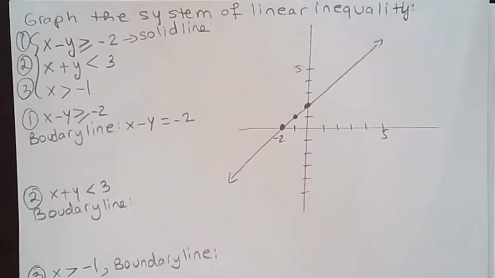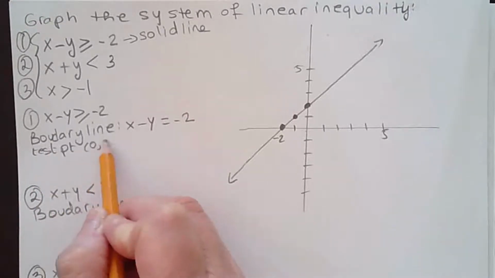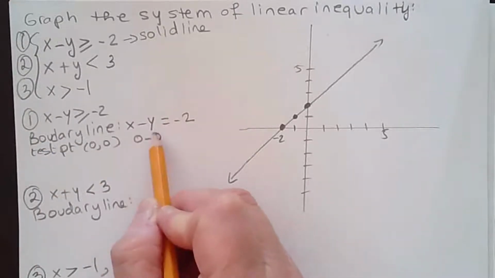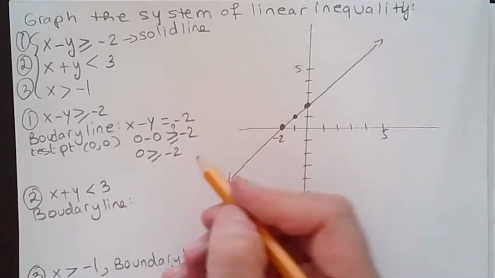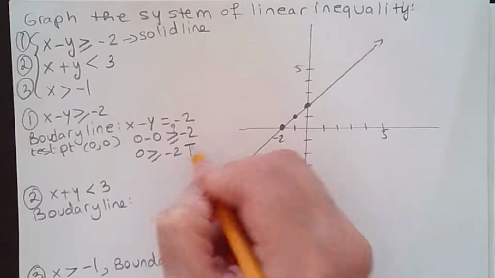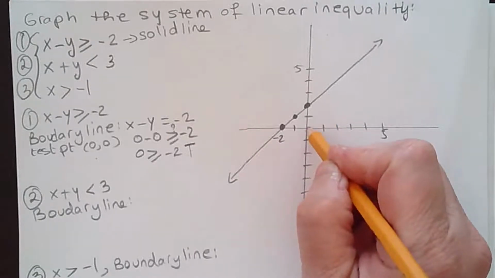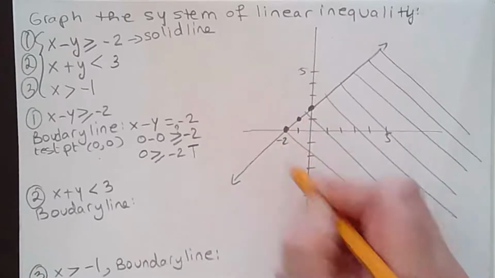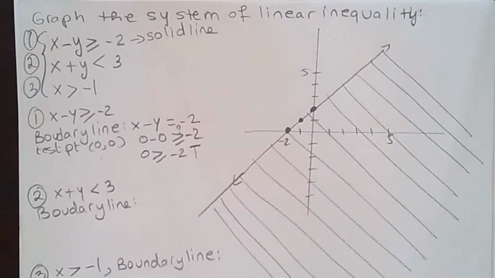And then we have to use a test point to figure out where to shade, above or below the line. Using a test point that's not on the line, 0, 0 would be a good choice. So x is 0, y is 0. Plug them in the inequality. You have 0 minus 0. Is 0 greater or equal to -2? Yes, it is. So it is a true statement. That means the test point 0, 0 is included in the solution region, which means we have to shade below the line. So here is the graph of the first inequality.